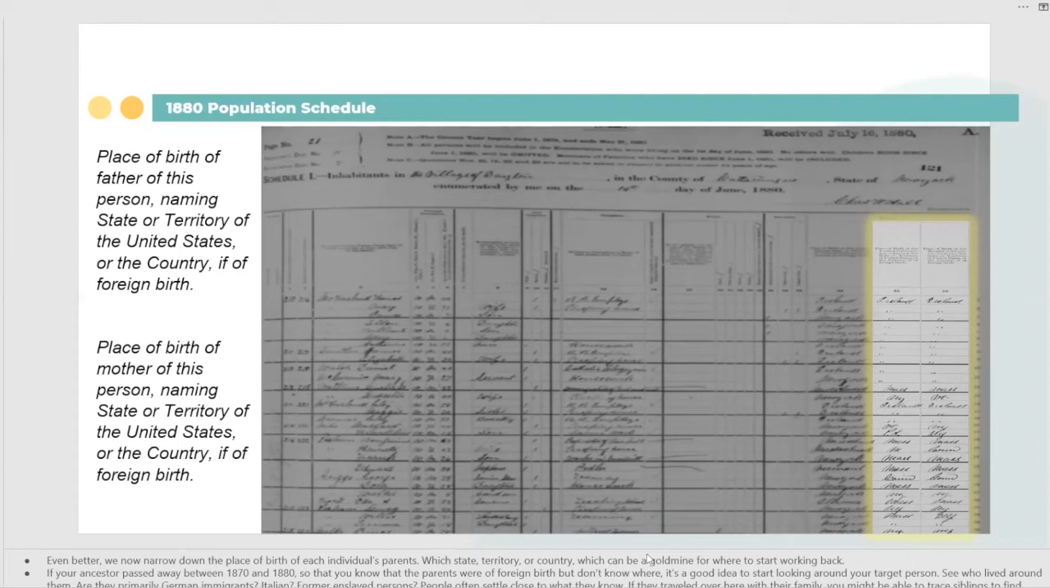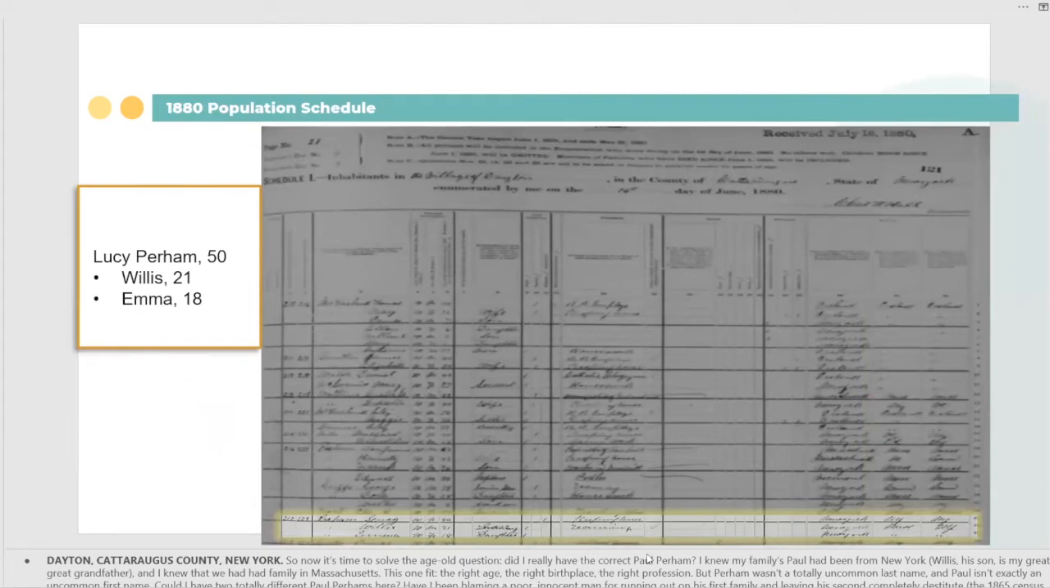So German immigrants often settled in an area together. Italian immigrants often settled in an area together. These were people who understood your culture, spoke your language, shared your food, your history, that kind of thing. So communities often came together around things that they knew. So if your ancestor dies between 1870 and 1880, and you know that their parents were of foreign birth, looking around the community where they had settled can often help you answer those questions, and it might give you a direction where to start looking.